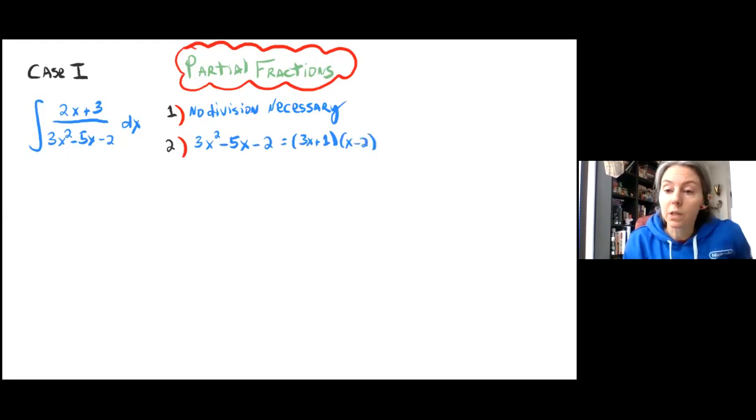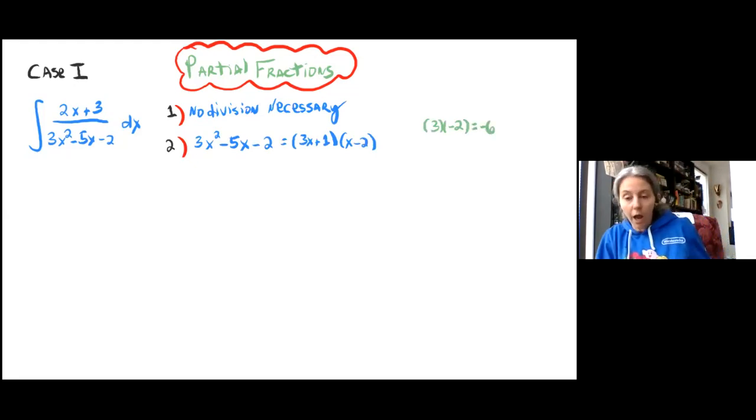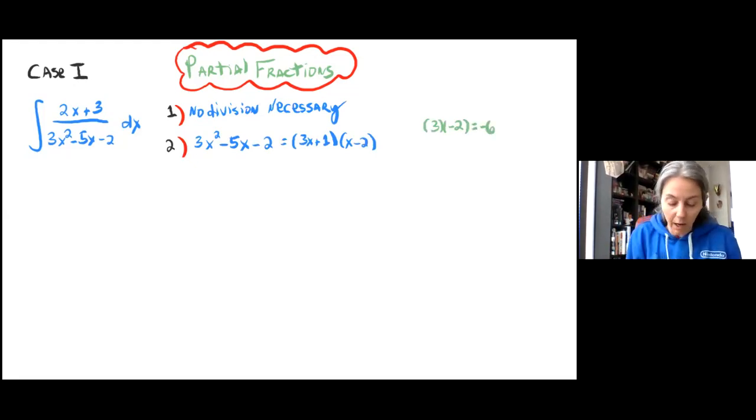Now, if that factoring was a little bit challenging for you, let's see if we can remember how to factor non-monic polynomials. So remember, a monic polynomial is when that number right there, that 3, is a 1. So the number in front of the x squared is 1. Whereas non-monic quadratic polynomials are when we have a non-1 there. So to factor this thing, remember we're looking for 3 times negative 2 is negative 6. So we want two numbers that add to be negative 5 and multiply to be negative 6.